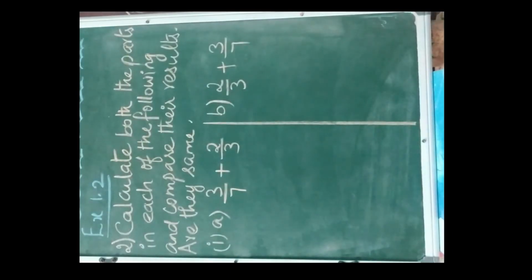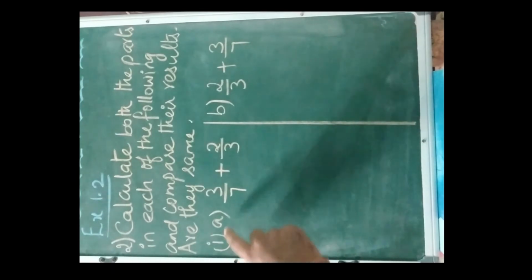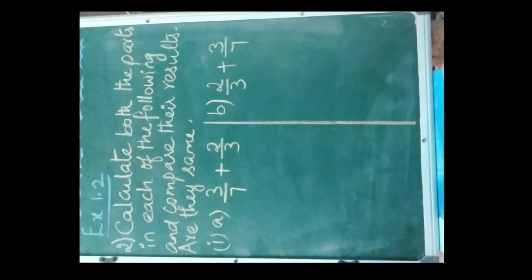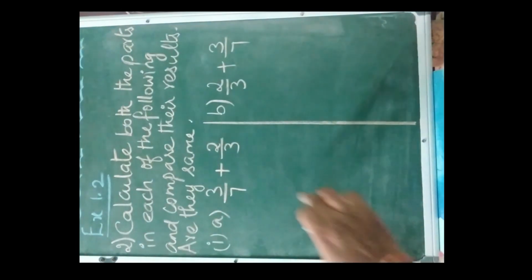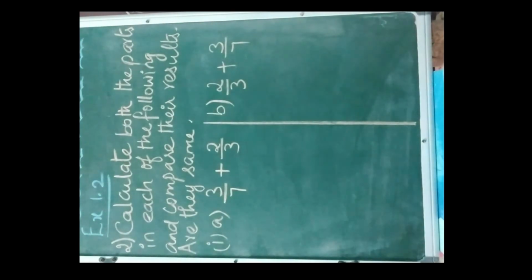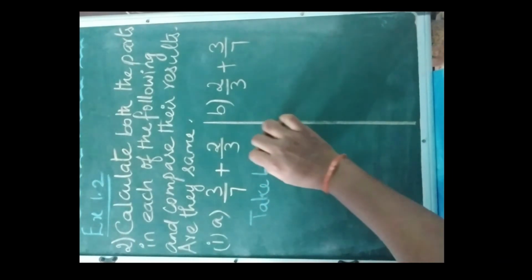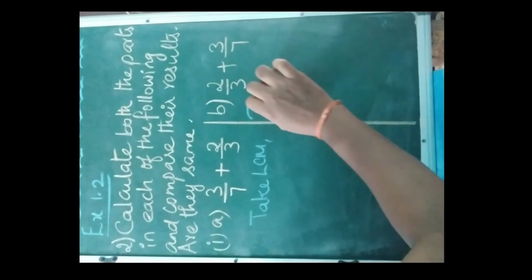So the next question is, calculate both the parts in each of the following and compare their results. Are they the same? In the first division they have given you two sums and they have asked you to compare whether their results are the same. So here, being fractional numbers, the first step is to take the LCM in both of them.